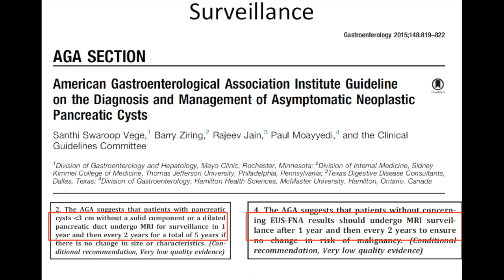The question of surveillance for asymptomatic pancreatic cysts comes up, and the AGA came out with these guidelines in 2015 for surveillance, but admittedly they're not based on very good evidence. And in brief, once you've ruled out all the scary features of these cysts that would take you to the operating room, and you've decided to have the patient undergo surveillance, the recommendation is the patient undergo repeat imaging at 1 year after the diagnosis and then every 2 years thereafter. That is for patients that don't have concerning features and that their EUS FNA was not concerning.